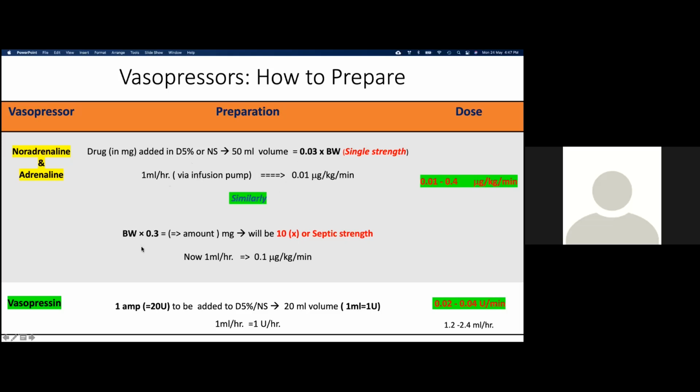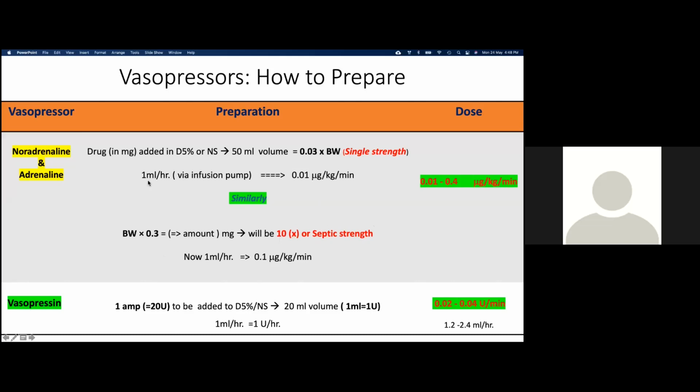Similarly, now, if we increase this multiplication factor by 10 times, we are multiplying 0.03 into body weight into 10. So instead of 0.03, it will be 0.3. So 0.3 into body weight, this amount, we make it 50 ml. This is known as 10 strength or septic strength of noradrenaline and adrenaline. Now it's very, very easy. We have used a multiplication factor of 10. In the earlier formula, there was no multiplication factor. It was single strength. Now we are multiplying with 10, so instead of 0.03, it has become 0.3.